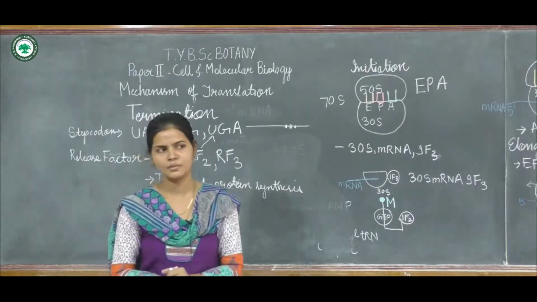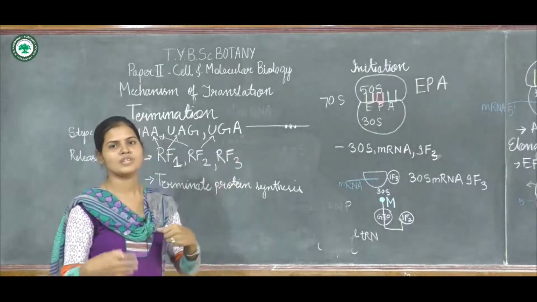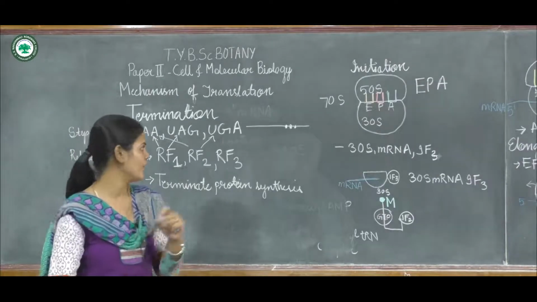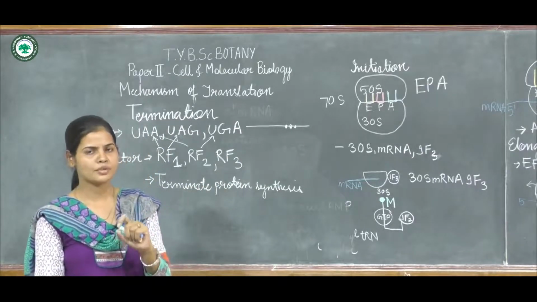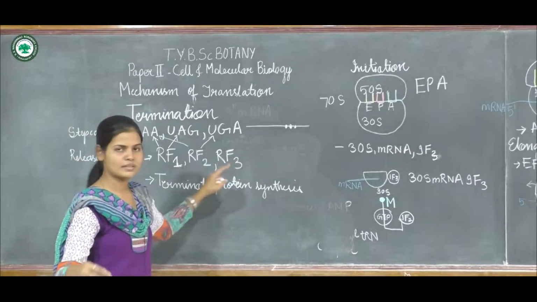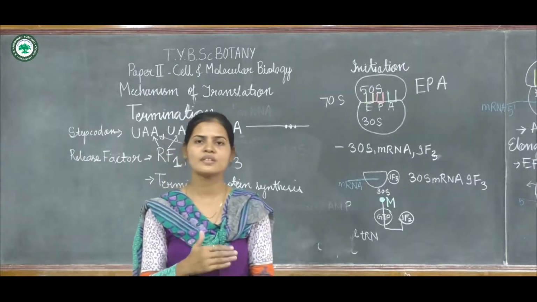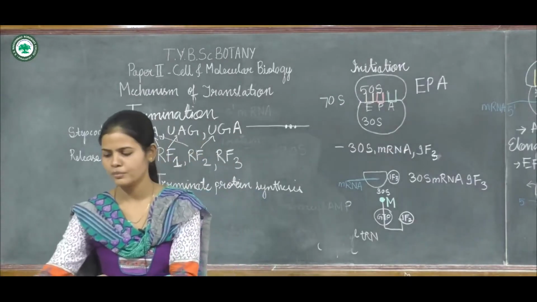After that there is the termination process. During that, there are different stop codons; when they are present on the mRNA and the ribosome reaches the stop codon, at that time the ribosome subunits, due to the presence of the release factor, dissociate, and the protein synthesis terminates there only. So this is how translation takes place in the case of prokaryotes.